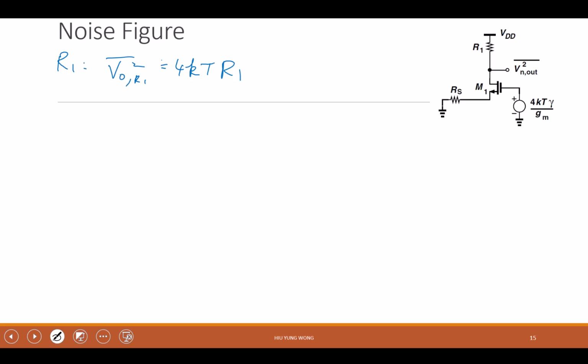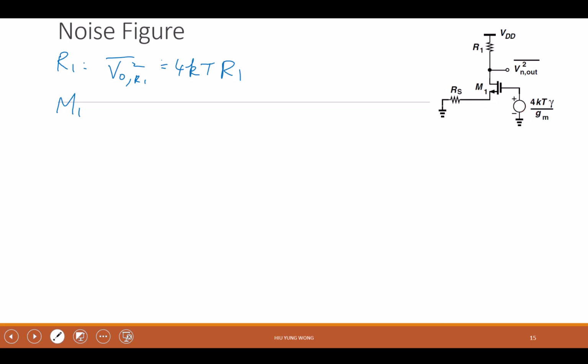Then I will also look at the noise due to the transistor. Now, M1 has its own noise. But this time, we model it as the gate noise, because if you put it here, it makes things more complicated. You need to solve the circuit. So we find the equivalent noise at the gate.